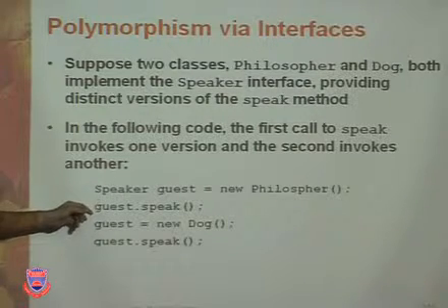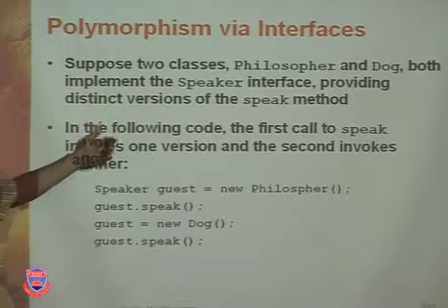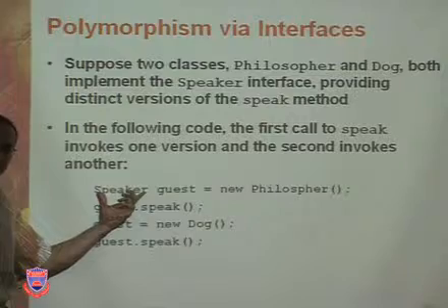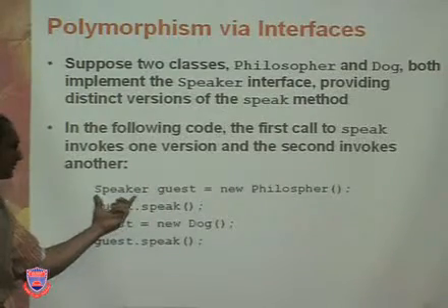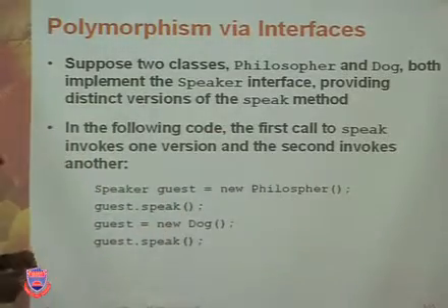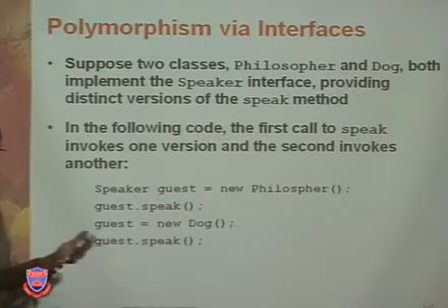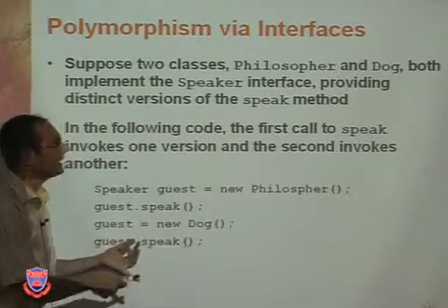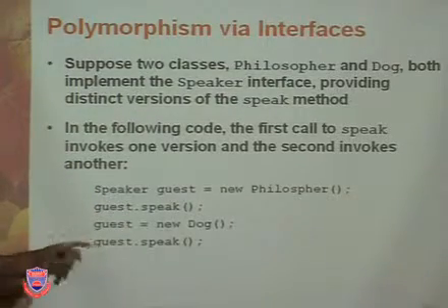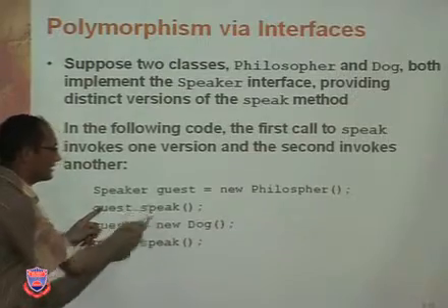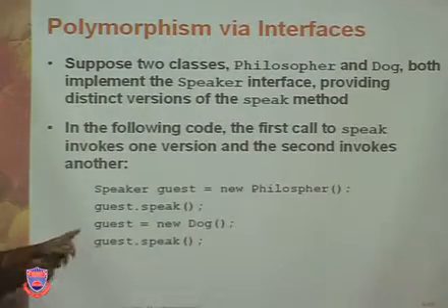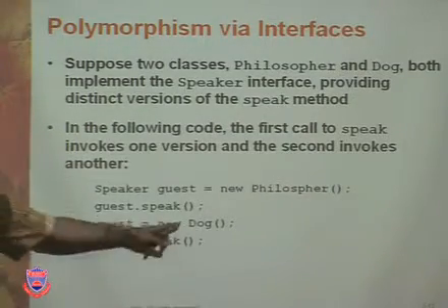We gave this example last time. If you have an interface called Speaker, you can identify a guest object that is of type Speaker interface, and you create this object by calling new Philosopher. In that case, if both the Philosopher and the Dog implement the speak method of the Speaker interface, whenever you call guest.speak, you're referring to Philosopher's speak method, as opposed to when you say guest new Dog, where you're referring to the Dog's speak method.